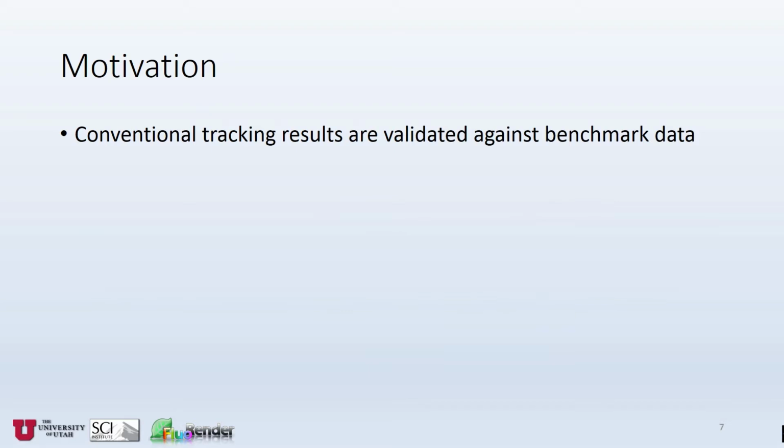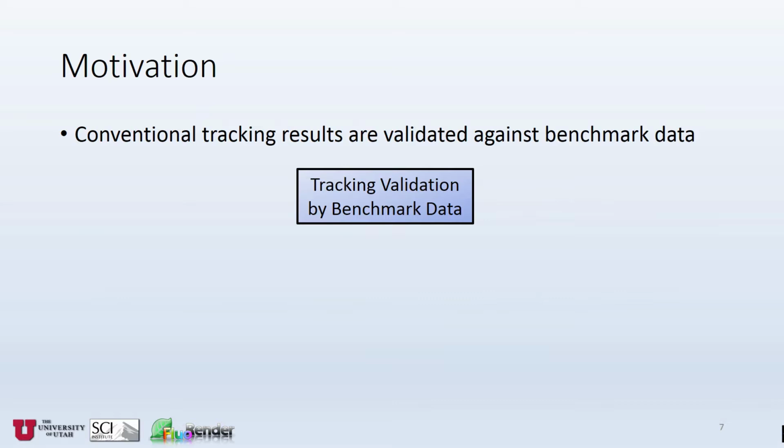Let's look at the problems of validation for cell tracking next. Conventional cell tracking results are validated against benchmark data. The ground truth of the benchmark data are established by either manual work or simulation for synthetic data. The tracking result of a tool is then compared with the ground truth to determine if the tool is effective. Different tools can also be compared against each other using the same benchmark data set.